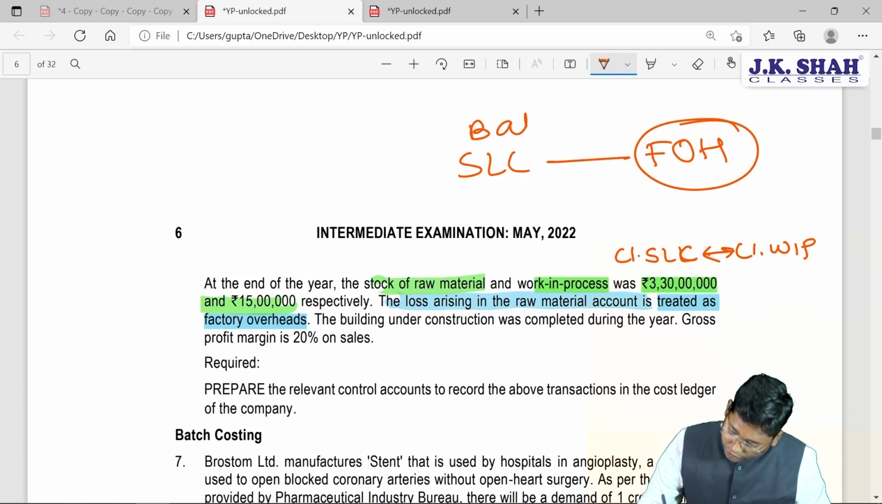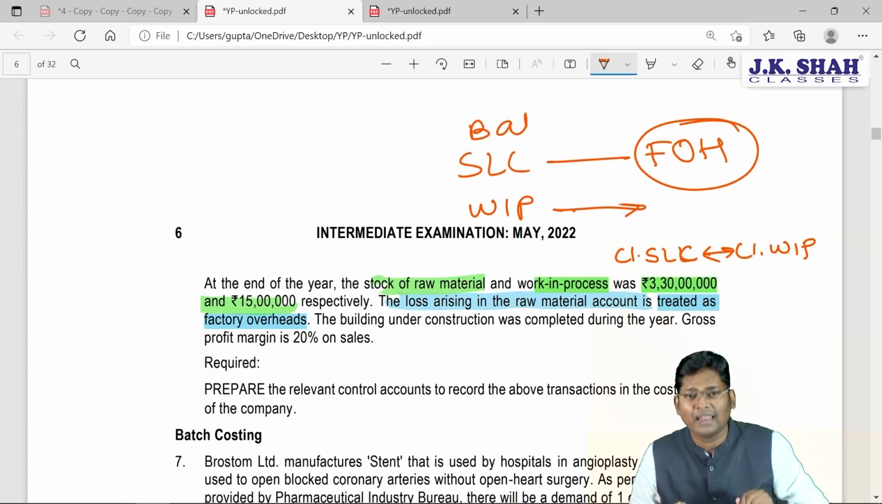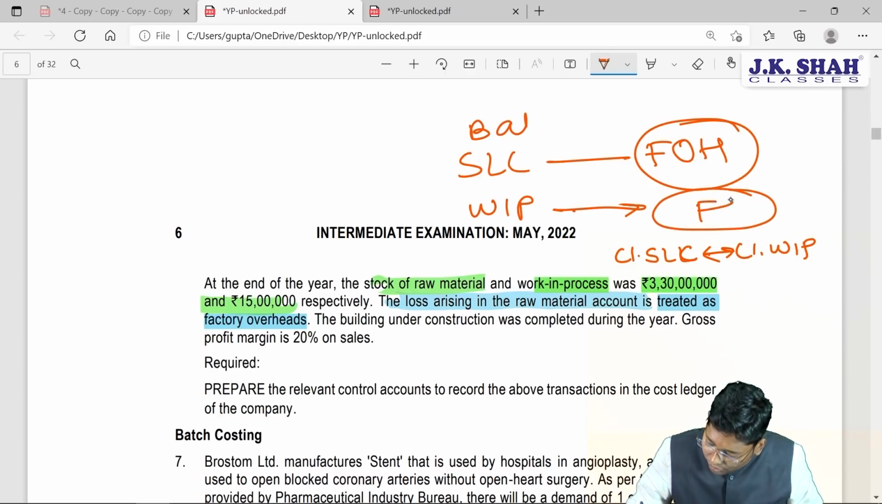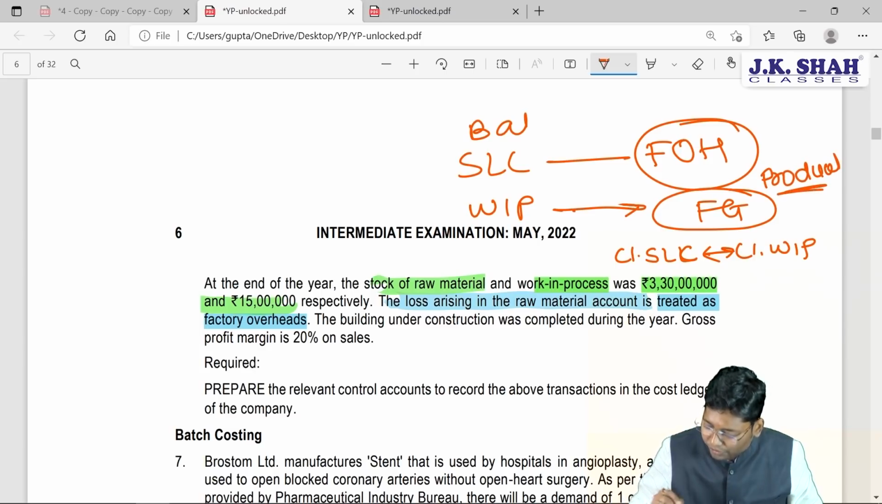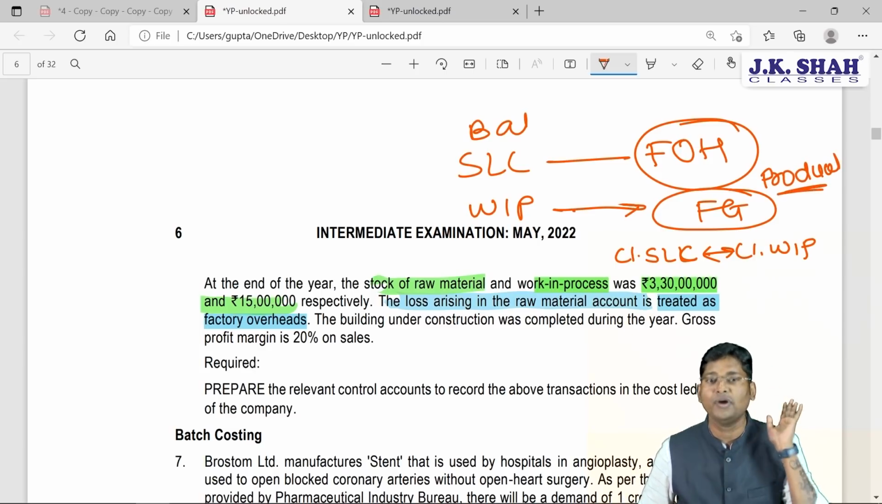Then, if you are going to close your WIP account, WIP closing balance is given. Generally, by closing the accounts, we get the closing balances, but here closing balances are given. That's why WIP account balancing figure will give you finished goods produced transaction. You should record finished goods whenever you get the balancing figure in your WIP account.